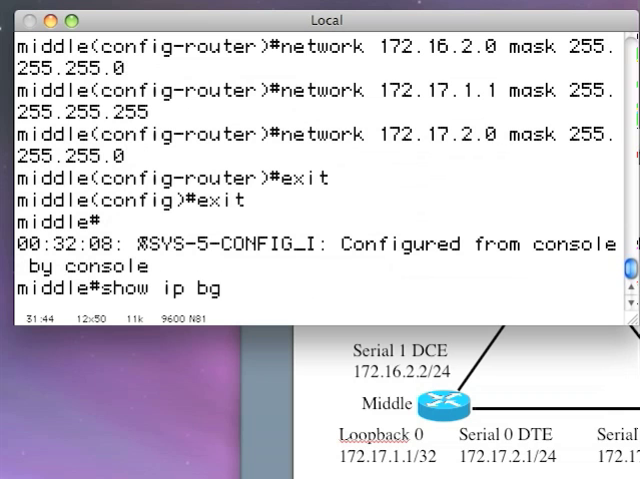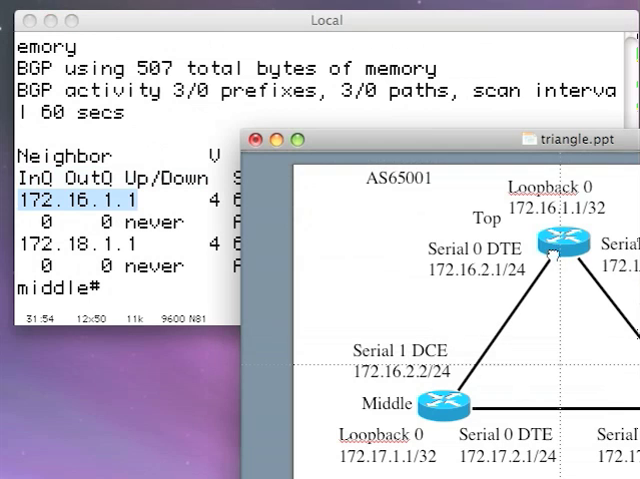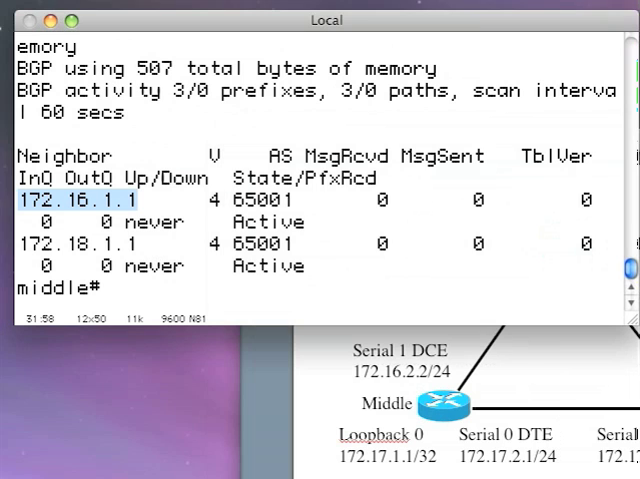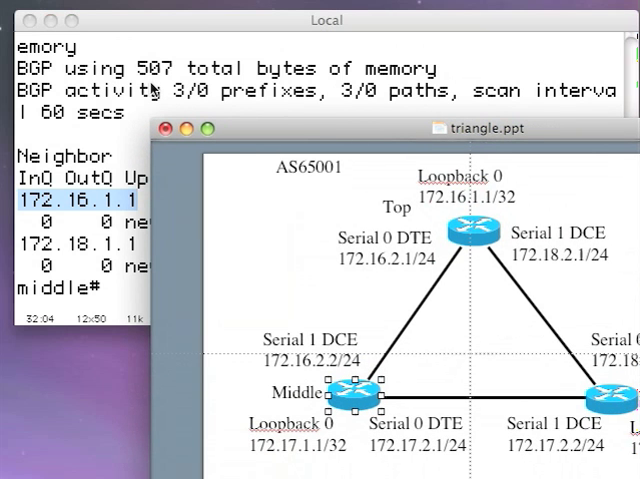Let's do a show IP BGP sum. And both of my neighbors are still active. BGP is configured on both routers, the top router and the middle router, but it's still active. And the question is why? Well, there's a very important answer to that.